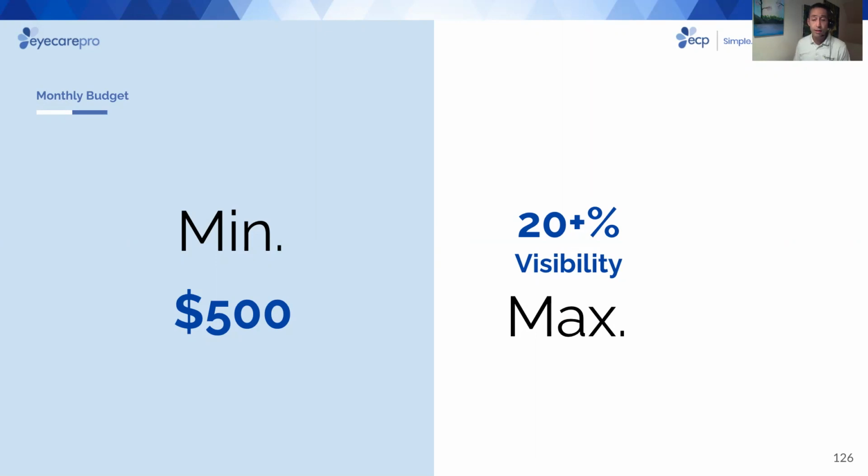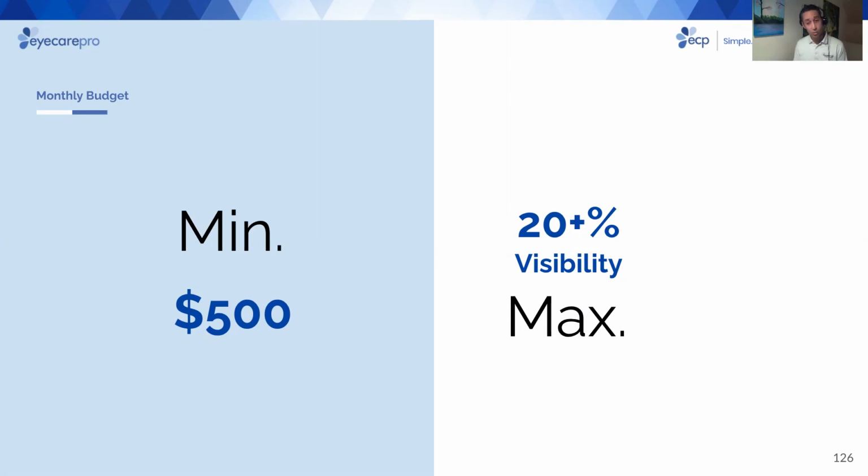And then, of course, you have the maximum budget. How much is too much? We recommend that practices spend enough initially, at least to reach 20% of their maximum visibility. Now, you have to realize that not all traffic is created equally. Just like not every patient is going to buy glasses. It would be great to determine that up front, wouldn't it?